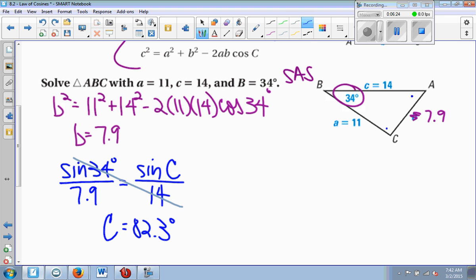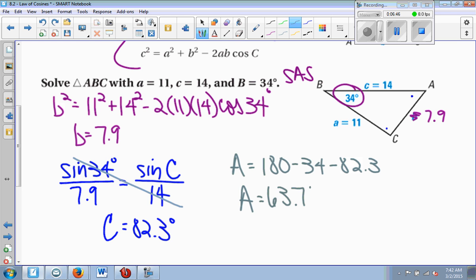Finding the last missing piece is then very easy. Now that I know what angles B and C are, to find A, all I have to do is subtract from 180. So subtracting both of those from 180 gives me 63.7 degrees. So we've solved the triangle because we found the three things that were missing.